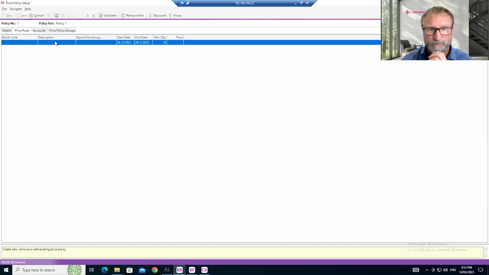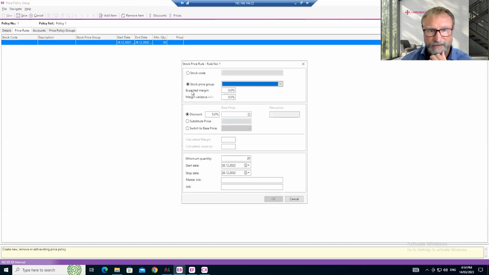So if the price rule is giving you a better price, whether it's a discount percentage or a substitute price, or shifting you to a lower base price, it will always pull through the cheaper of the two.